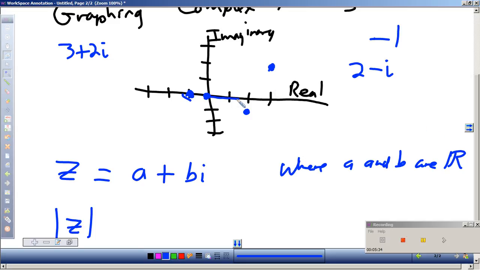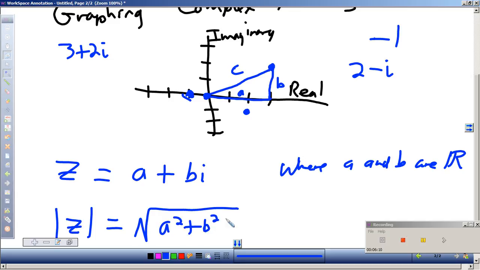Well, when you look at it, we could treat it just like this. Which part of this is a? 3. So this is our a. We've got our b right there. So what do you think you can do? Pythagorean theorem, where this is our c, which is how far it is from 0. a squared plus b squared equals c squared. So the absolute value of z is going to equal the square root of a squared plus b squared.